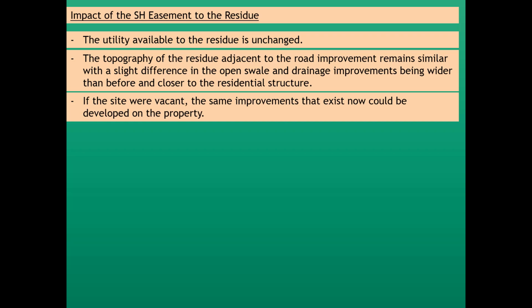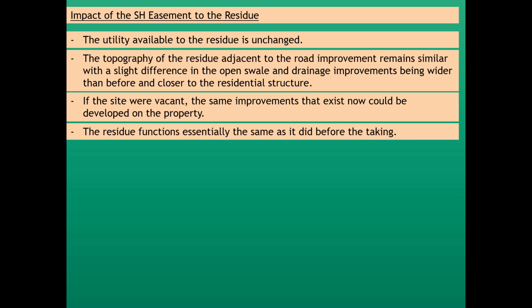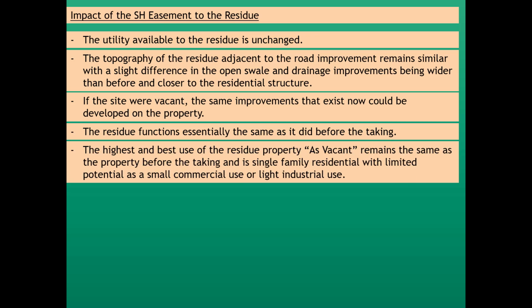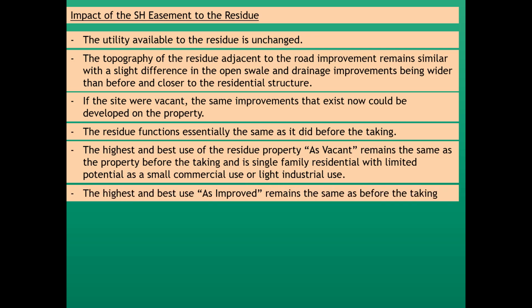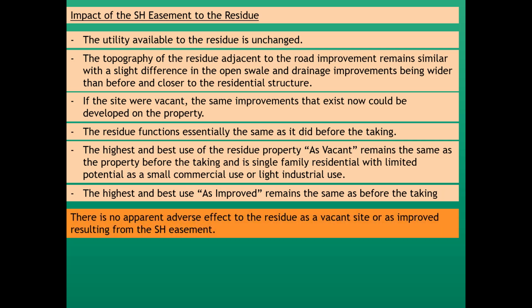If the site were vacant, the same improvements that exist now could be developed on the residue property. The residue functions essentially the same as it did before the taking. The highest and best use of the residue as vacant remains the same as the property before the taking and is single-family residential with limited potential as a small commercial use or light industrial use. The highest and best use as improved also remains the same as before the taking. There is no adverse effect to the residue as a vacant site or as improved resulting from that SH easement.